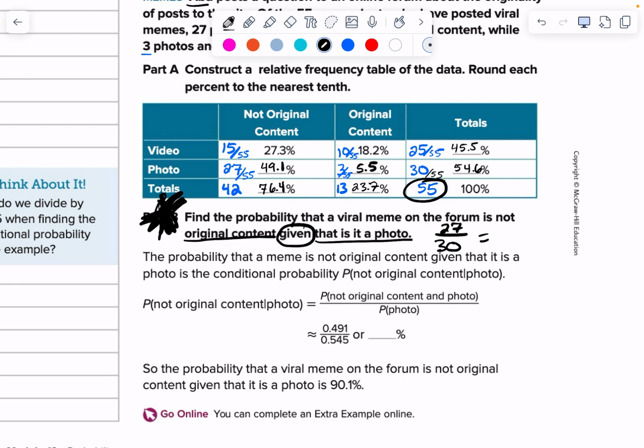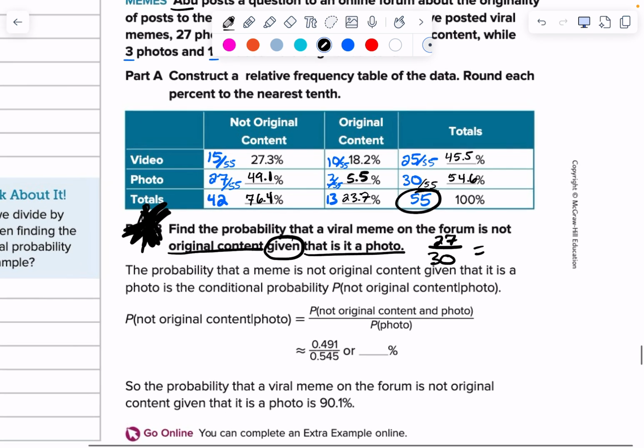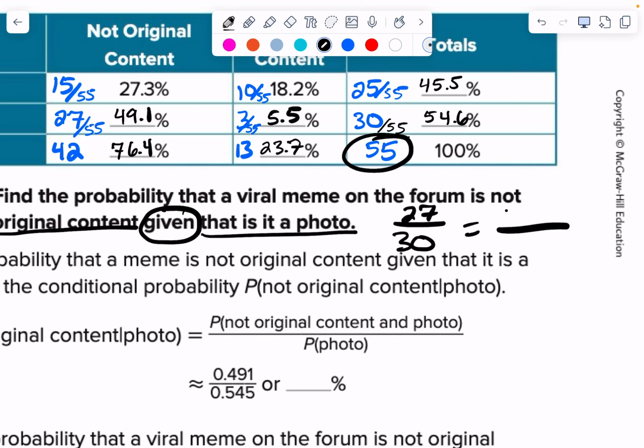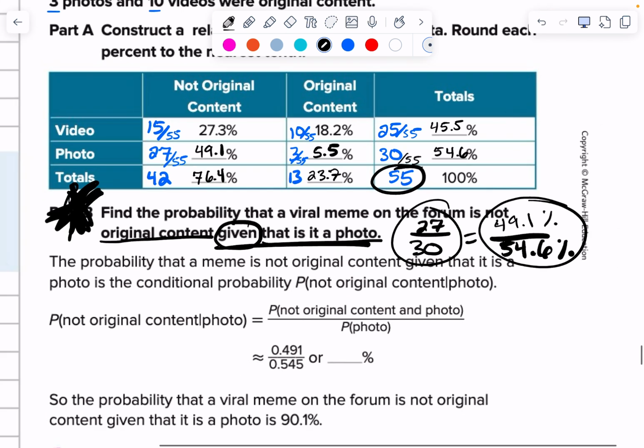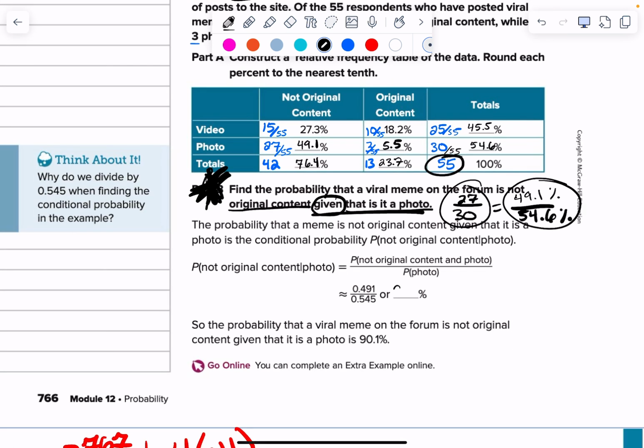We could have also done the percentage over top of each other. Instead of doing 30, I could have done 54.6% on the bottom and 49.1% on the top. This is going to end up being the same as that. So I can use the original numbers or I can use the percentages, doesn't matter. But given whatever, that determines my new bottom number. 90.1%, they say. Good? Make sense? All right, lots of things going on.